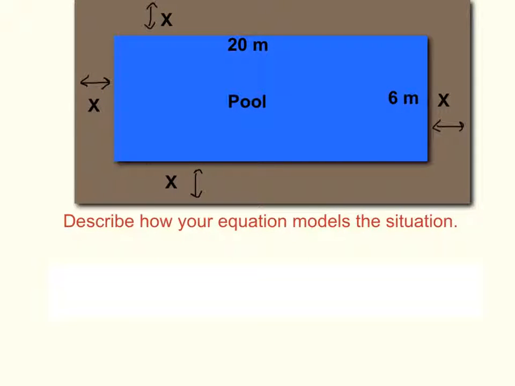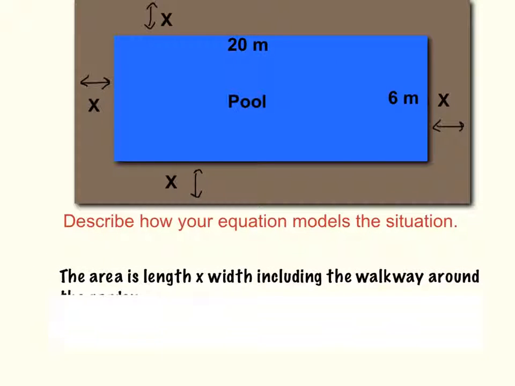Describe how your equation models the situation. The problem told us that the total area, including the walkway and the pool, was 240 square meters. And we know that the area of a rectangle is length times width. Therefore, in order to write our equation, we needed the length and the width, and we also needed to include the x from our walkway. So to describe how our equation models the situation, we can say that the area is length times width, including the walkway around the pool.